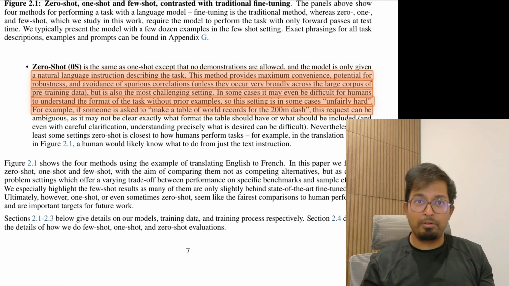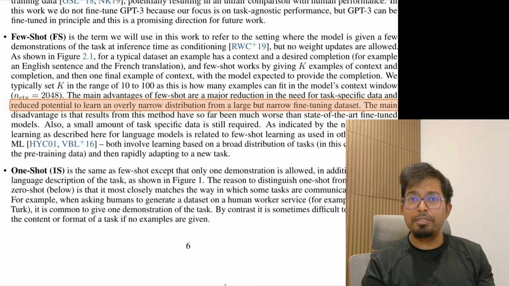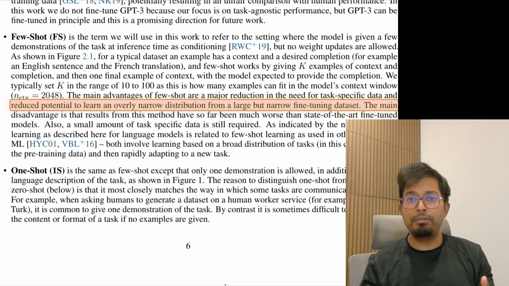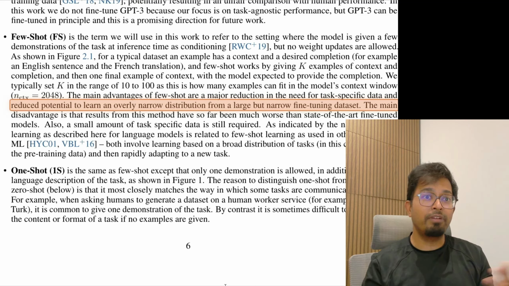And the paper is even-handed about few-shot, the same way it was about fine-tuning. Here's what it says. The main advantages of few-shot are a major reduction in the need for task-specific data and a reduced potential to learn an overly narrow distribution from a large but narrow fine-tuning dataset. The main disadvantage is that results from this method have so far been much worse than the state-of-the-art fine-tuning based models. And like we said, few-shot barely needs any label data. And because the weights never move, it cannot overfit to a narrow data set, the way fine-tuning can.